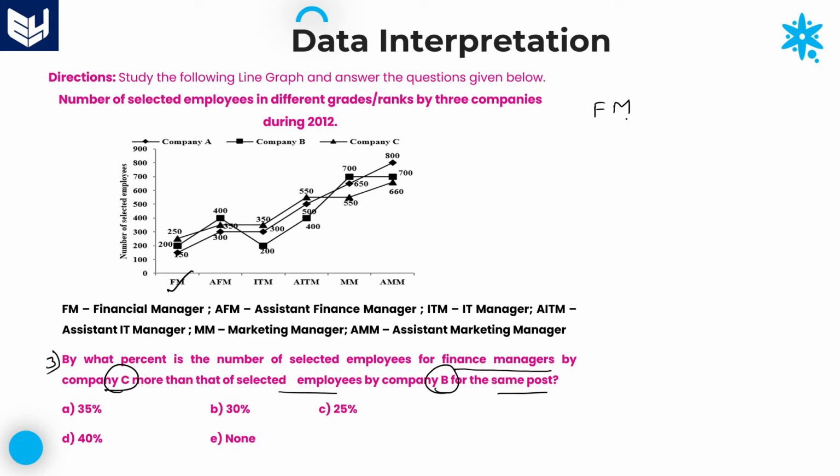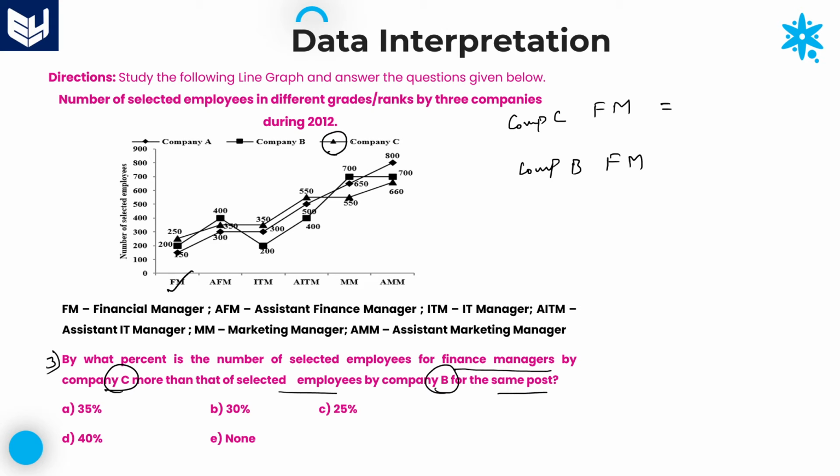Now in this finance managers we are talking about 2 companies. One is company C and the second one is company B for the same post. It means finance managers only, right? First of all write down company C finance manager. What is the number of selected employees?